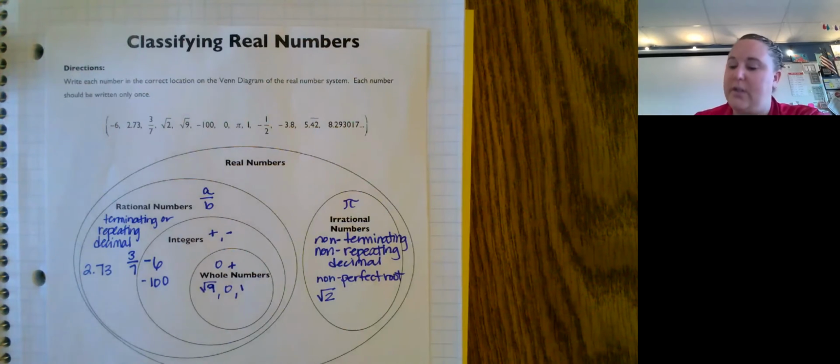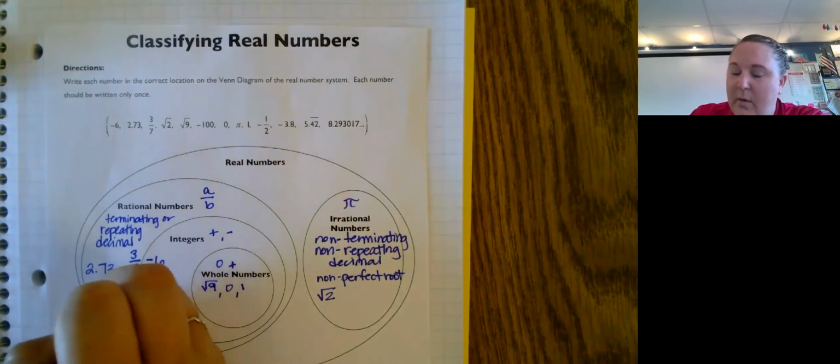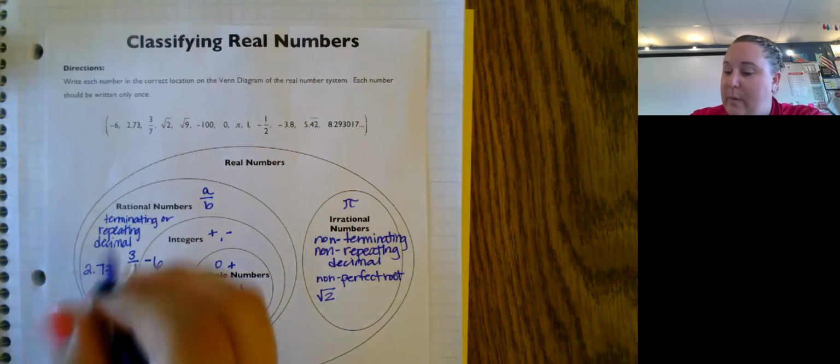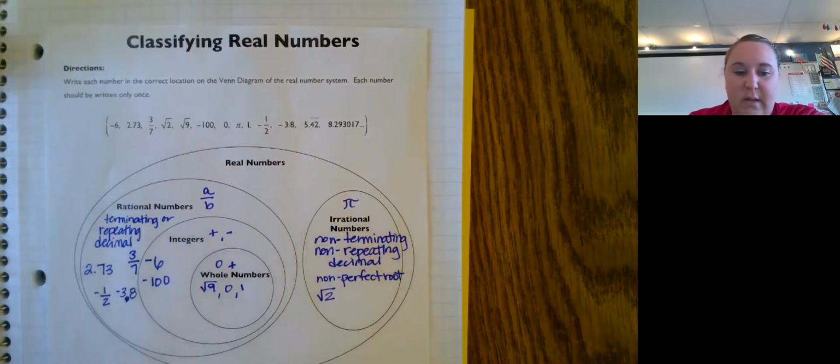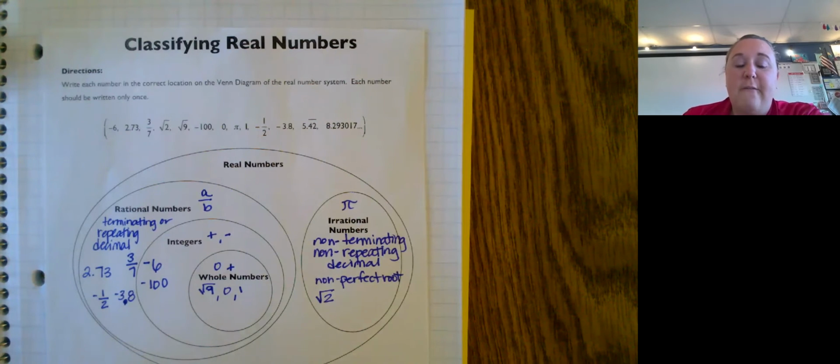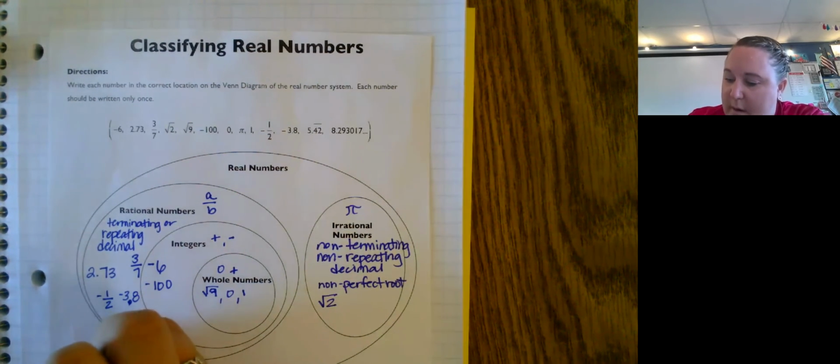-1/2, again, it's a fraction, so that's going to go within our rational numbers. -3.8, that comma is supposed to be a point. 5.42 with the line over it. The line over it means it's a repetition of 42. So what that means is that number is going to be 5.4242424242 forever and ever and ever. Because I know how it's going to go on forever, we're going to put it inside our rationals.